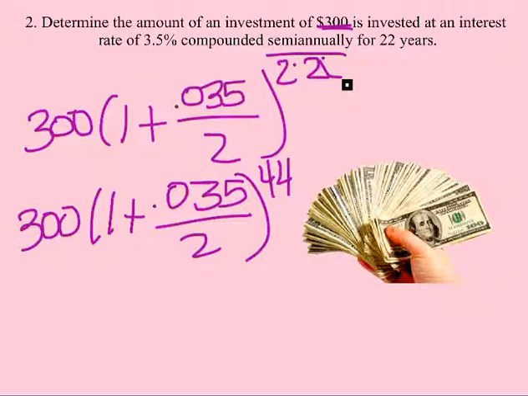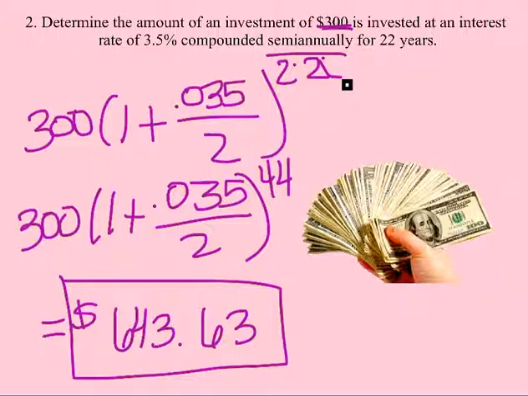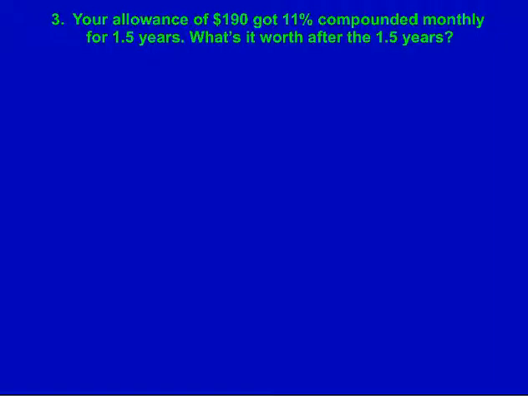300 times 1 plus 0.035 divided by 2, raised to the 44th power. So when we do that, we end up getting $643.63. Okay, so that's our final answer for number 2. Again, it's always good to be calculating it along with me, so you can also check your rounding. Remember, if that third number is 5 or greater, you round up. If it's 4 or below, you round down.